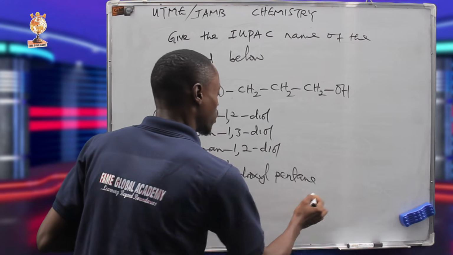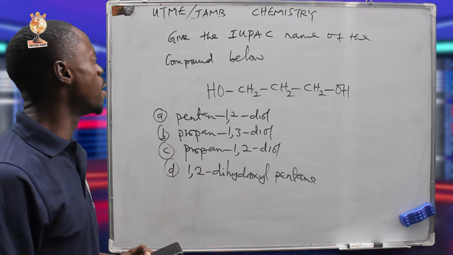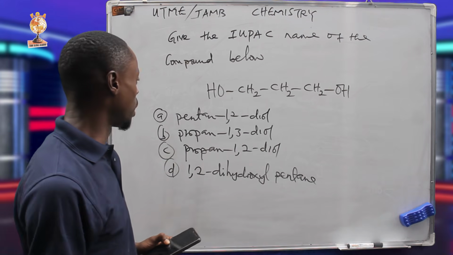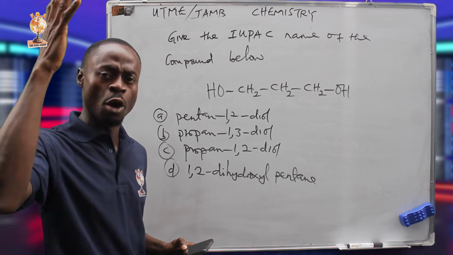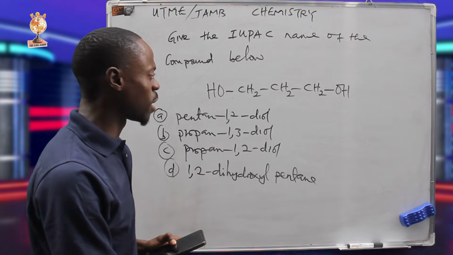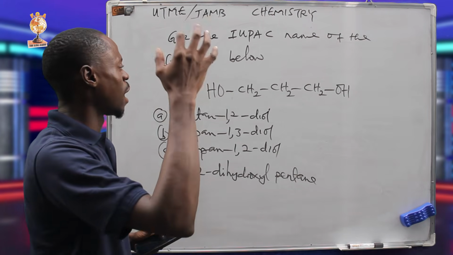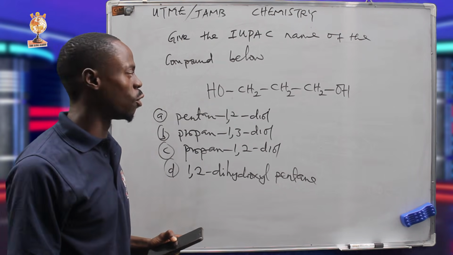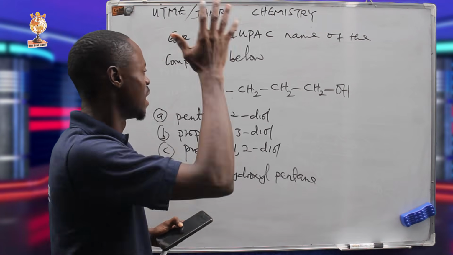All right, let's look at this question. The question says, give the IUPAC name of the compound below. Give the IUPAC name of the compound below. This question is extracted from the branch of chemistry called organic chemistry, IUPAC nomenclature of organic compounds. The word nomenclature simply means naming.